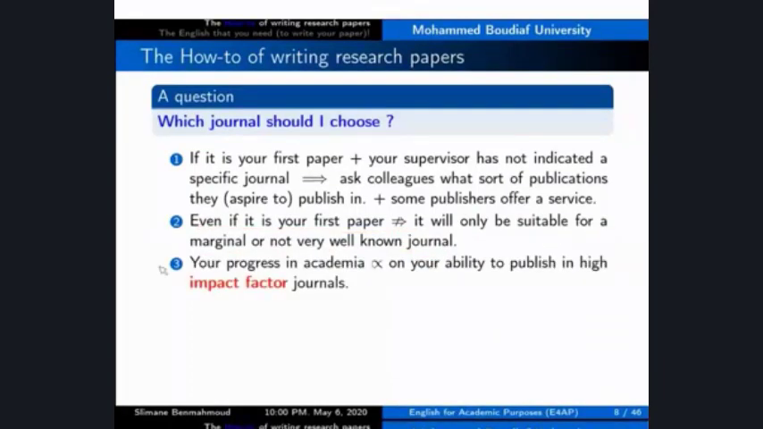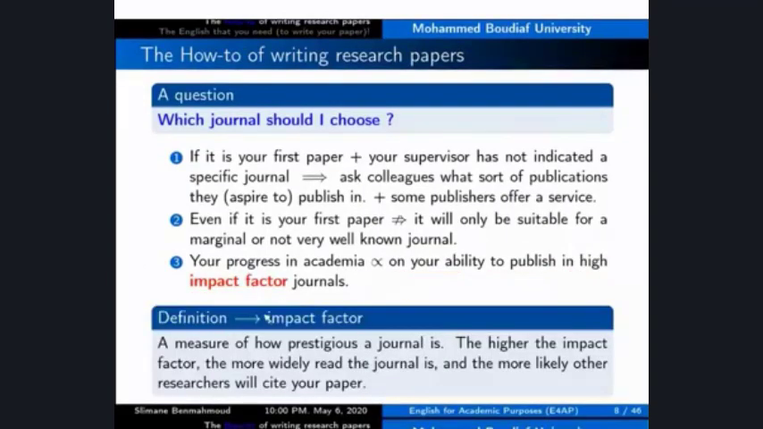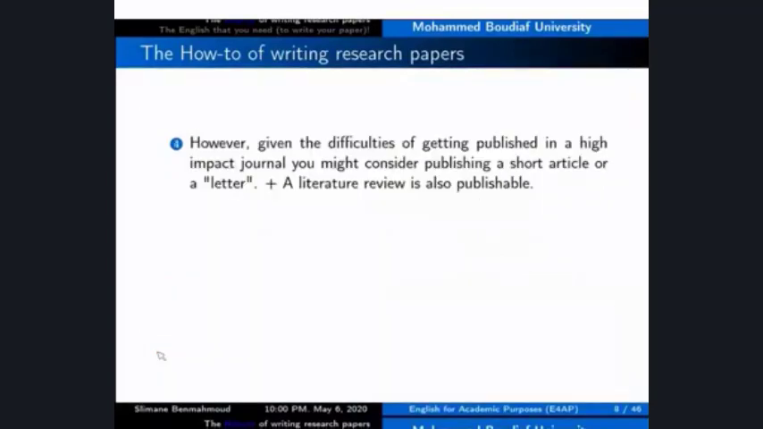Okay, great. This is an interesting point. Your progress in academia is highly dependent on your ability to publish in high impact factor journals. Now, what is the impact factor? The impact factor is a measure of how prestigious the journal is. The higher the impact factor, the better the journal is.